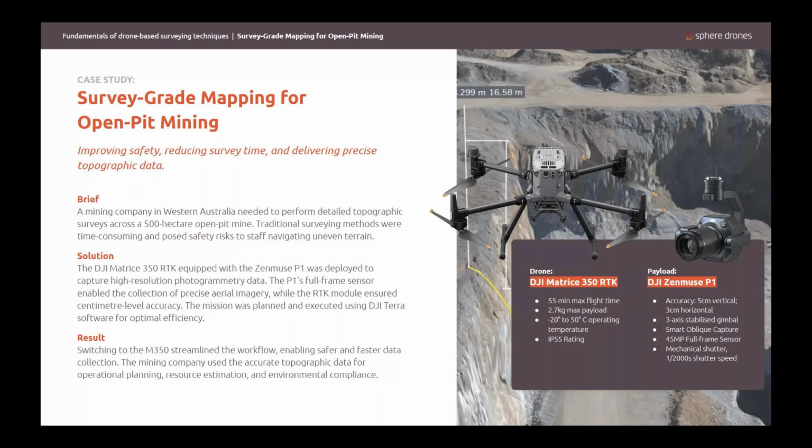So the solution was a Matrice 350 RTK equipped with a Zenmuse P1, deployed to capture high-resolution photogrammetry data. The P1's full-frame sensor enabled the collection of precise aerial imagery, while the RTK module ensured centimeter-level accuracy. The mission was planned and executed using DJI Terra software for optimal efficiency. Switching to the Matrice 350 enabled them to streamline the workflow and promoted safer and faster data collection. They used the accurate topographic data for operational planning, resource estimation, and environmental compliance.